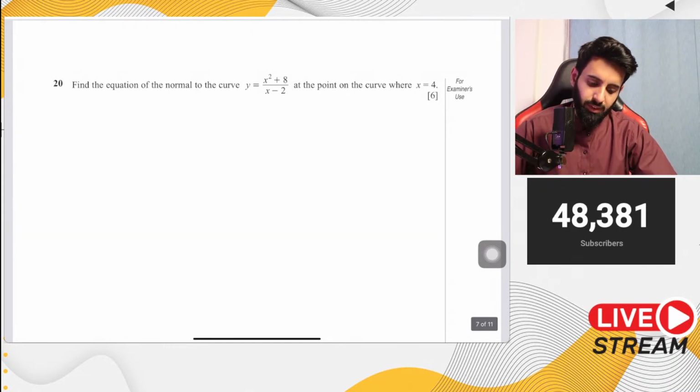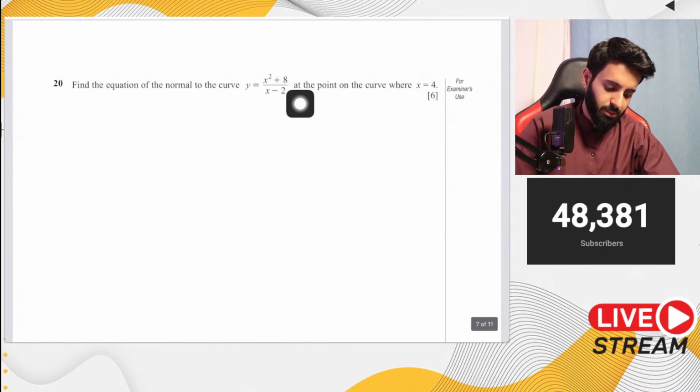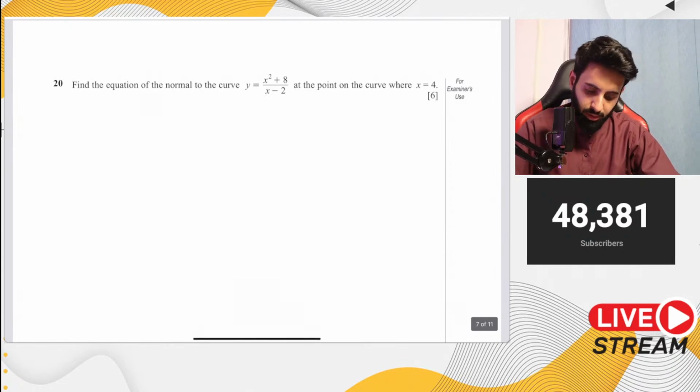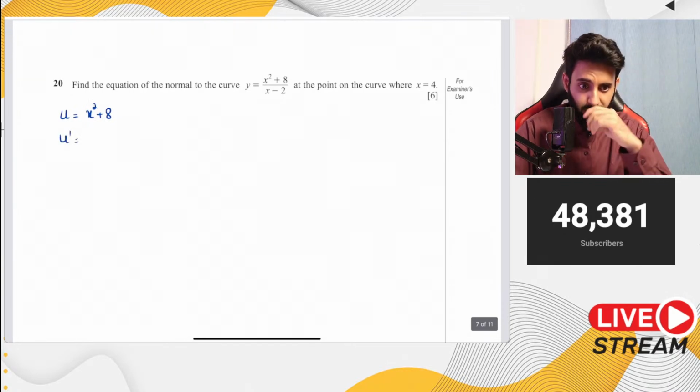Okay, so it says find the equation of the normal to the curve y equals to x squared plus 8 over x minus 2 at the point on the curve where x equals to 4. Okay, so first of all, we need to find out dy by dx. Now, the way to find dy by dx is that we'll have to use quotient rule over here. So u is equals to x squared plus 8, which means u is equals to.